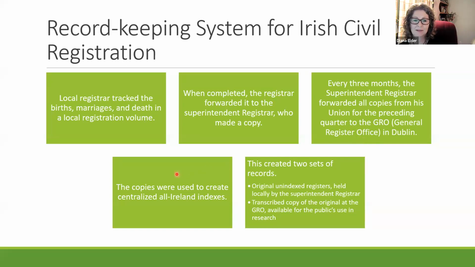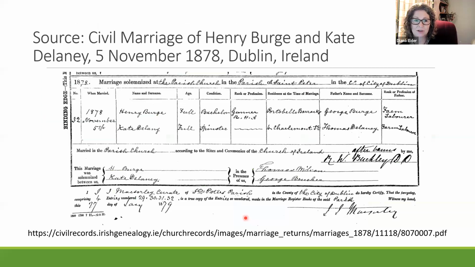And then those copies were used to create centralized All Ireland indexes. So we have two sets of records, the original unindexed registers held locally and the transcribed copy of the original at the GRO, which is what we use in research, unless we want to go local and go visit or contact someone there. So this is generally what we are using. So after all that, let's actually look at the source.